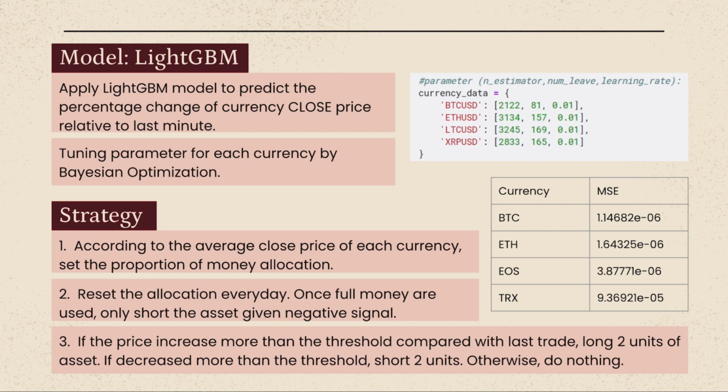Once 4 money are used, only sell the assets given the negative signals. If the price increases more than the threshold compared with last trade, sell 2 units of asset. If it decreases more than the threshold, buy 2 units, otherwise do nothing. Then I will pass to my group member.